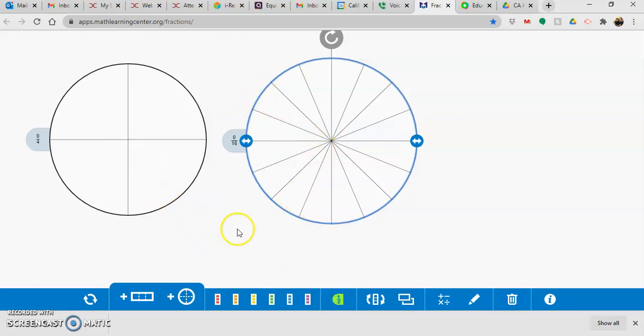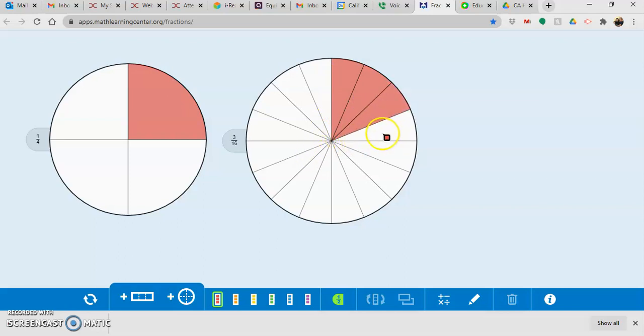So let's say I colored 1 out of those 4, and then I want to shade in an equivalent number of slices so that it's the same as the 1 out of 4. So what I can do is start here. There's 1 out of 16, 2 out of 16, 3 out of 16, and 4. So hopefully you can see that this 1/4 of this pizza is the same amount as this 4/16 of this pizza, right?